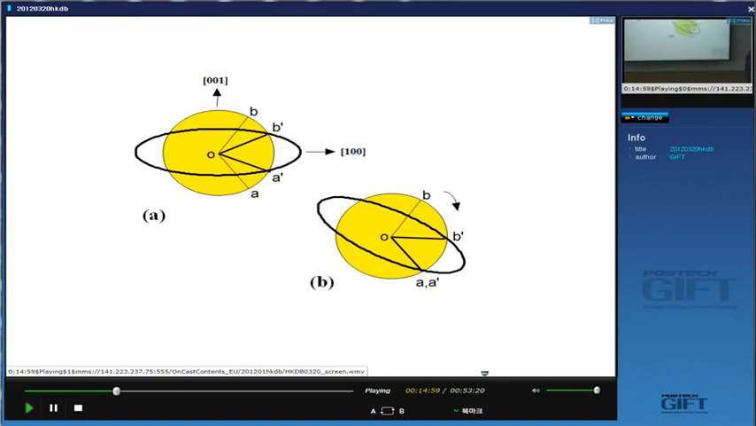So this predicts the observed irrational orientation relation. So one problem is solved completely.